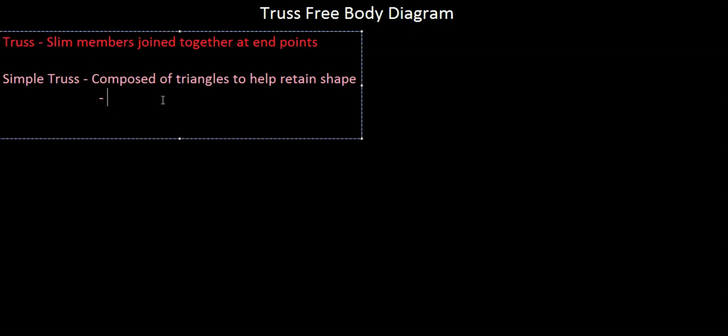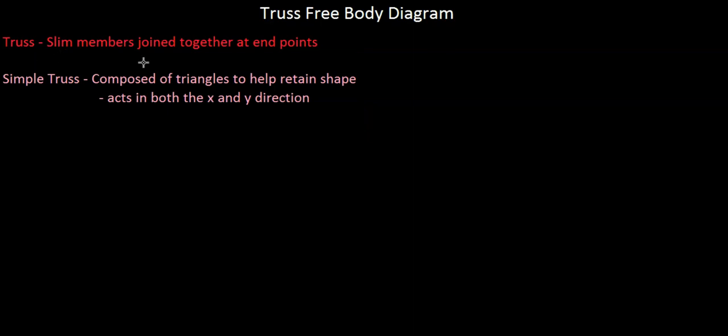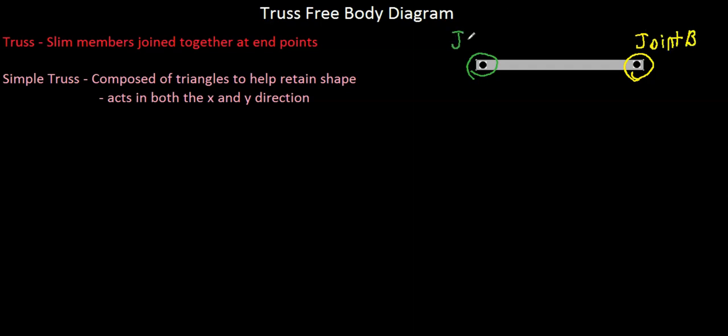So let's go ahead and add that to our definition for a simple truss. It acts in both the X and Y direction. To demonstrate how to draw the free body diagram for this, let's still one of those slim members. I was sure to add the joints at the ends of the member. I'll call this one joint B, and I'll call this one on the left joint A, and I'll call the slim member in between them just member.